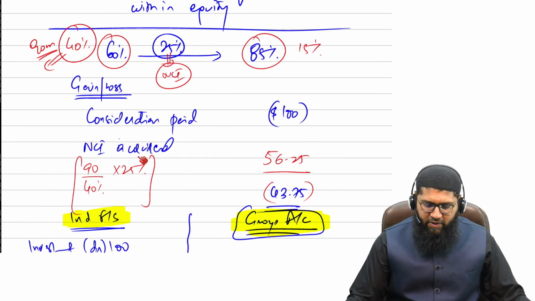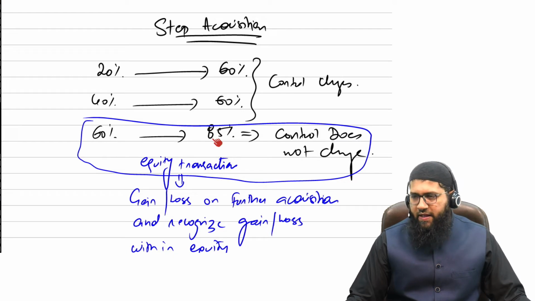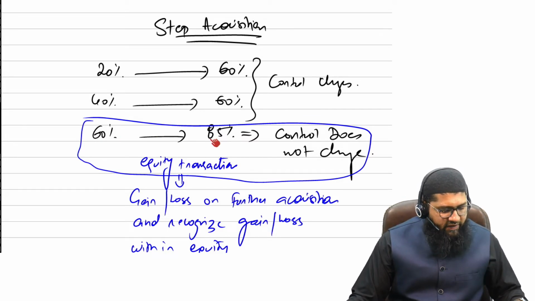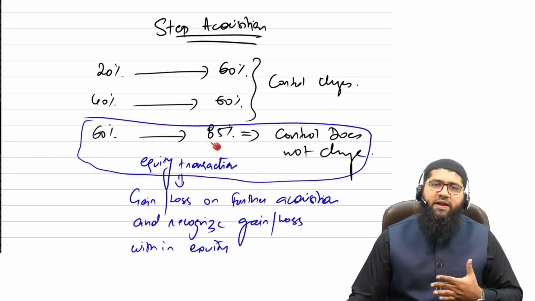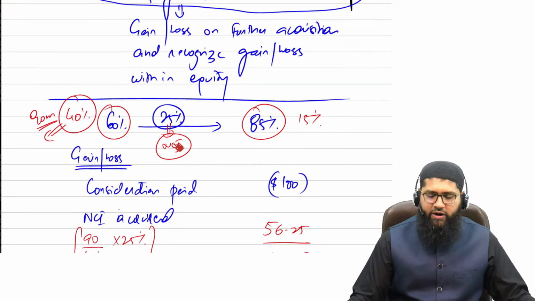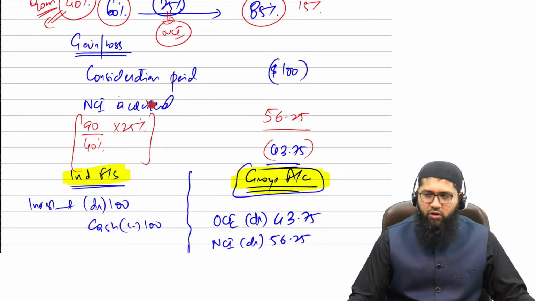That's what I just explained to you right now, my friend. Just a while ago, step acquisition, where there was 60% to 85%. That means we had a shareholding of 60%. Now we went on to 85%. That means our investment increased, right? So we increased 25%. And whom did you buy this 25% from? The NCI. So I said we have to calculate gain or loss in that case also. Is it what you're asking?